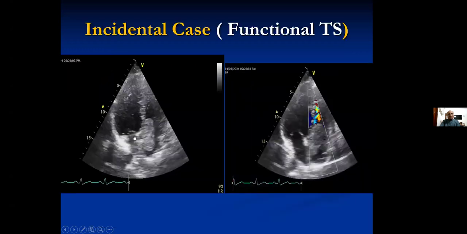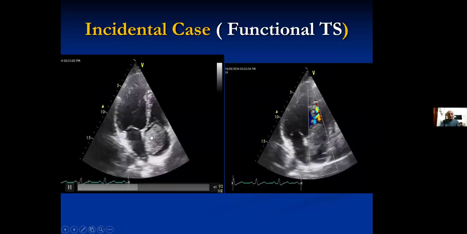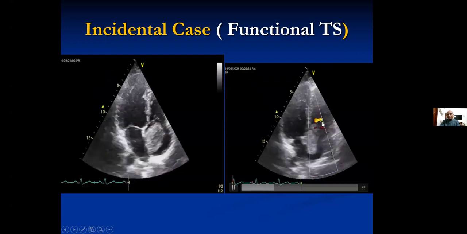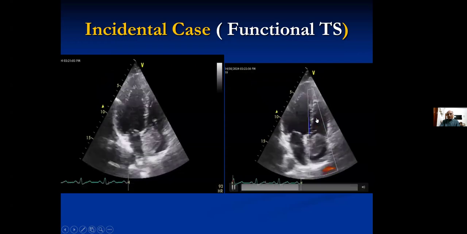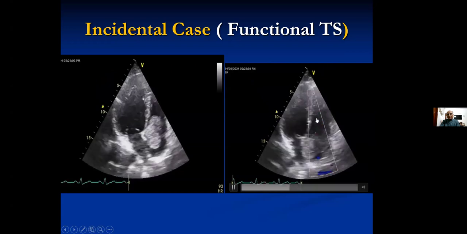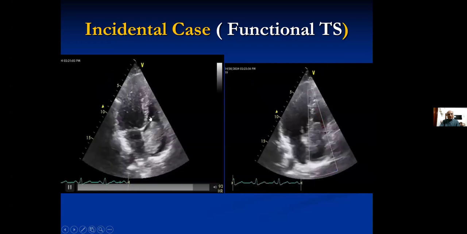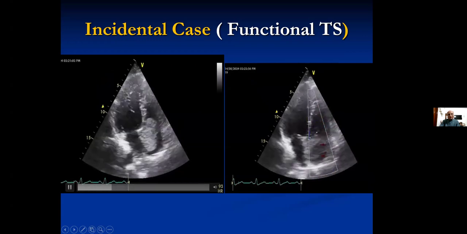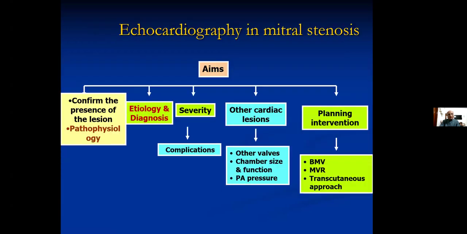This is an unconnected case. You see there's a right atrial myxoma, and when it hits the tricuspid valve, it produces a functional tricuspid stenosis, and all this disappeared after the removal of the tumor. So these are some of the causes of mitral stenosis also.